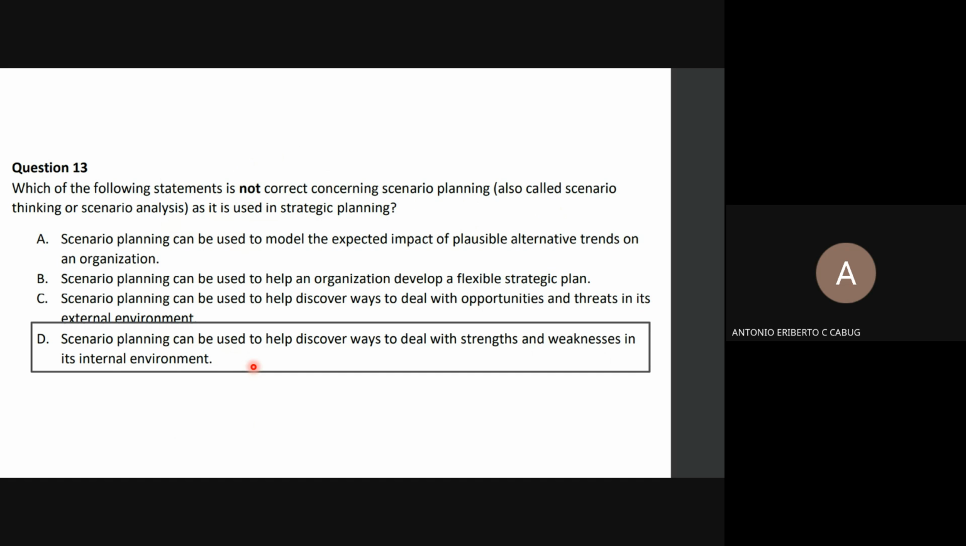Letter D. It's not about a way to deal with strengths and weaknesses in its internal environment, but rather, scenario planning is about adapting to the external environment, no? Opportunities and threats in its external environment. That is what scenario planning is all about. You create, let's say, three scenarios of what can happen.